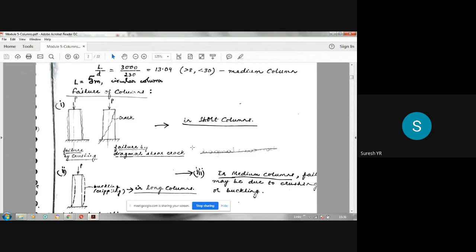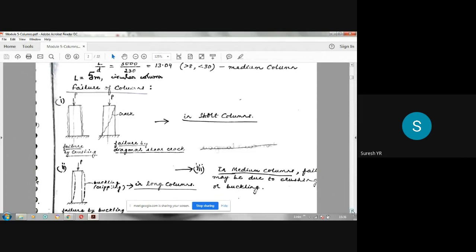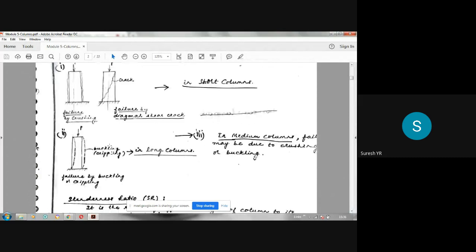In the case of a long column, the failure will be like this. See, the column buckles. So it is called buckling or crippling. That is the word used. So when you apply the load P on a long column, where the ratio L by D is greater than 30, then this long column will fail by buckling or crippling. By increasing the load value P, at some value of P, it starts failing like this. This type of failure is called buckling or crippling.